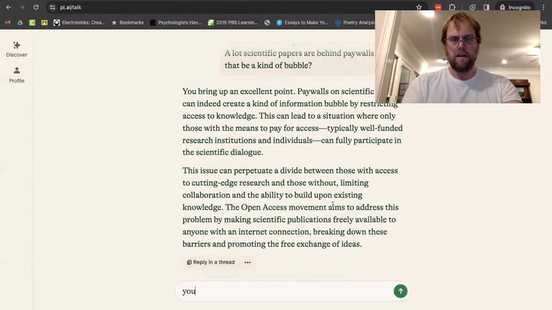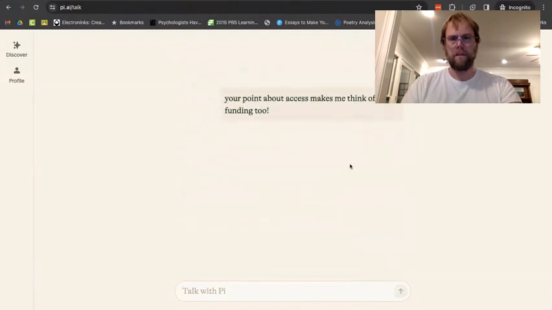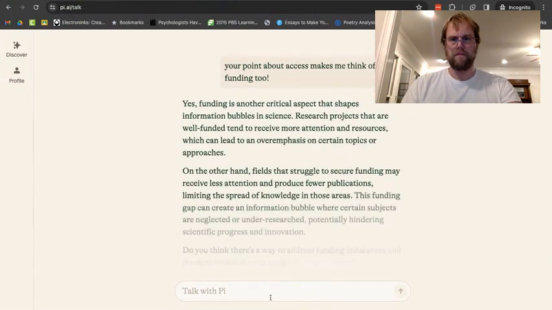Your point about access makes me think of funding too. Yeah, funding is another critical aspect that shapes information bubbles in science, which is well funded.